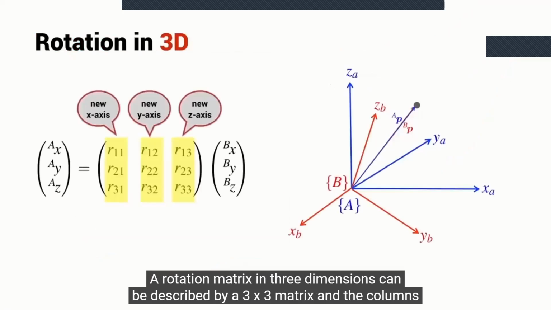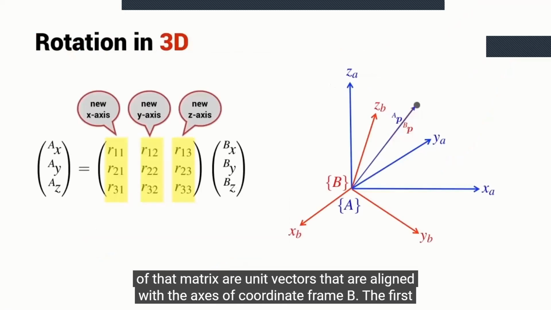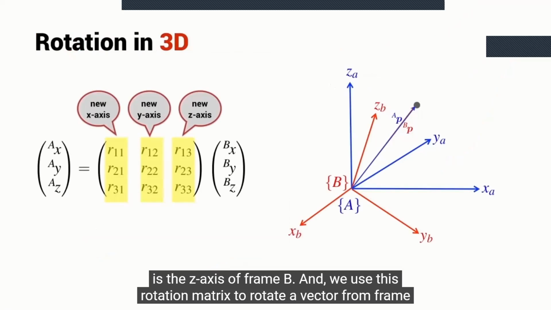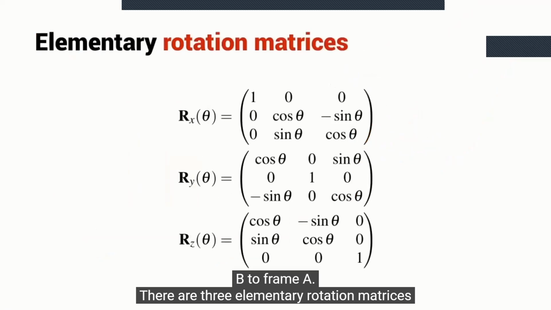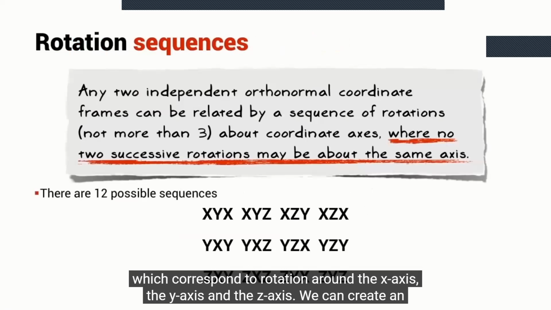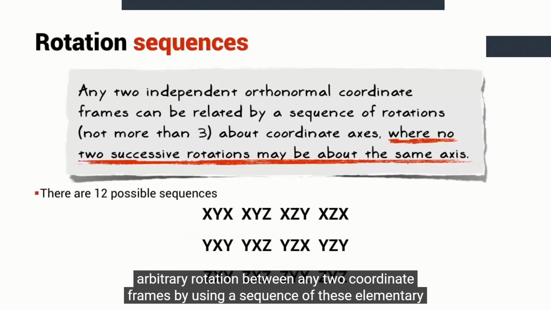A rotation matrix in 3 dimensions can be described by a 3x3 matrix, and the columns of that matrix are unit vectors that are aligned with the axes of coordinate frame B. The first column is the x-axis of frame B, the second column is the y-axis of frame B, and the third column is the z-axis of frame B. And we use this rotation matrix to rotate a vector from frame B to frame A. There are 3 elementary rotation matrices which correspond to rotation around the x-axis, the y-axis, and the z-axis. We can create an arbitrary rotation between any 2 coordinate frames by using a sequence of these elementary rotations.